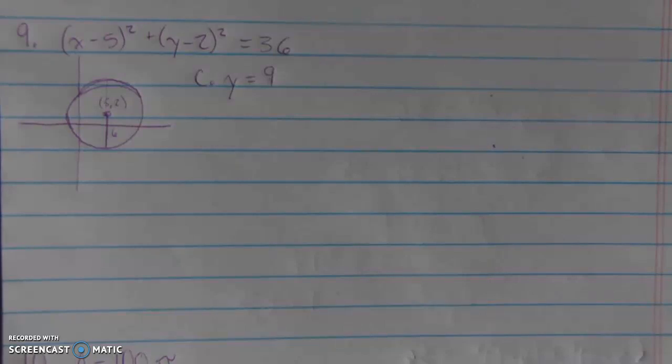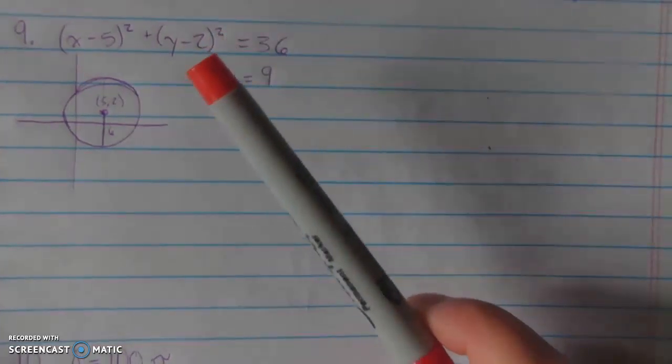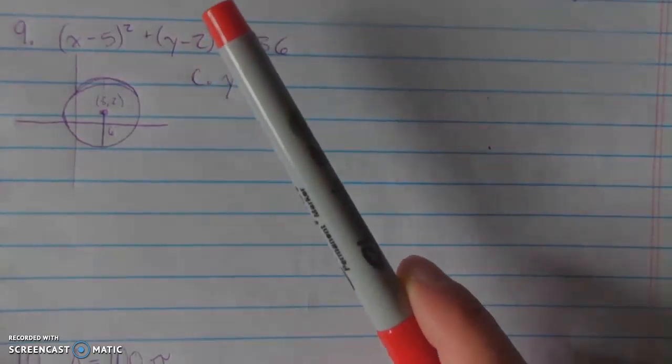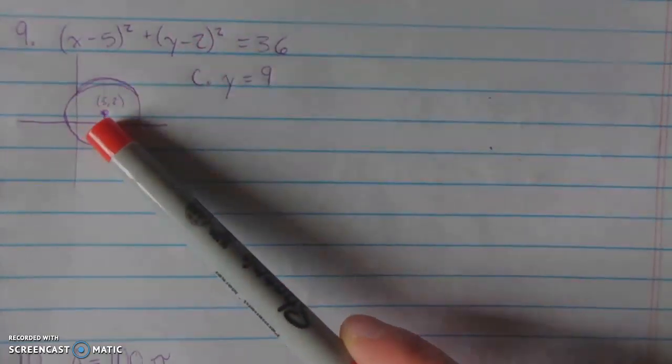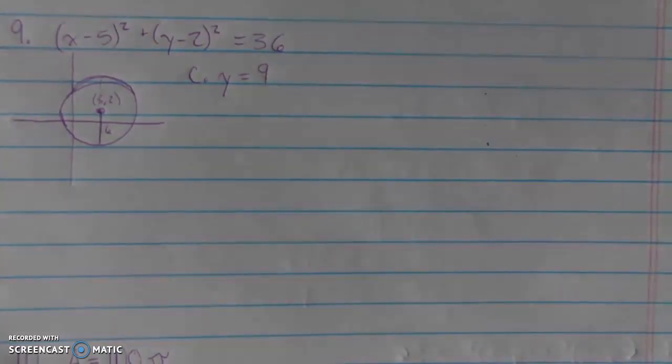Okay, so when we got to 9C, something really weird happened. You are asked to find where these two things intersect. What points do these two things have in common? And I've sketched my graph, I have that line, and let's just sketch in the line y equals 9.